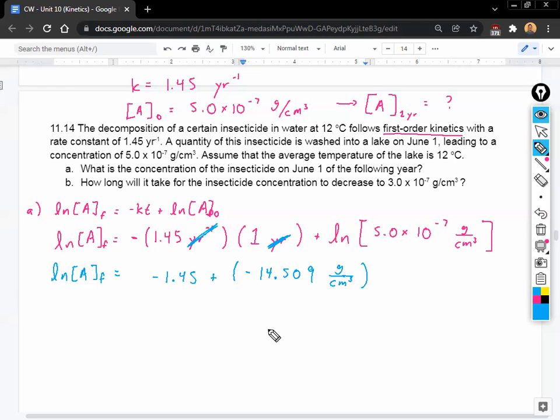Okay, so what we're going to do now is start combining some of the values together. We're going to do negative 1.45 plus negative 14.509, and that is going to give you negative 15.959 grams per centimeters cubed. So the natural log of AF is going to equal this value right here. We still have to find AF. So does anyone remember from their algebra class how to get rid of a natural log? It is an exponent of what specifically? Do you remember? Great.